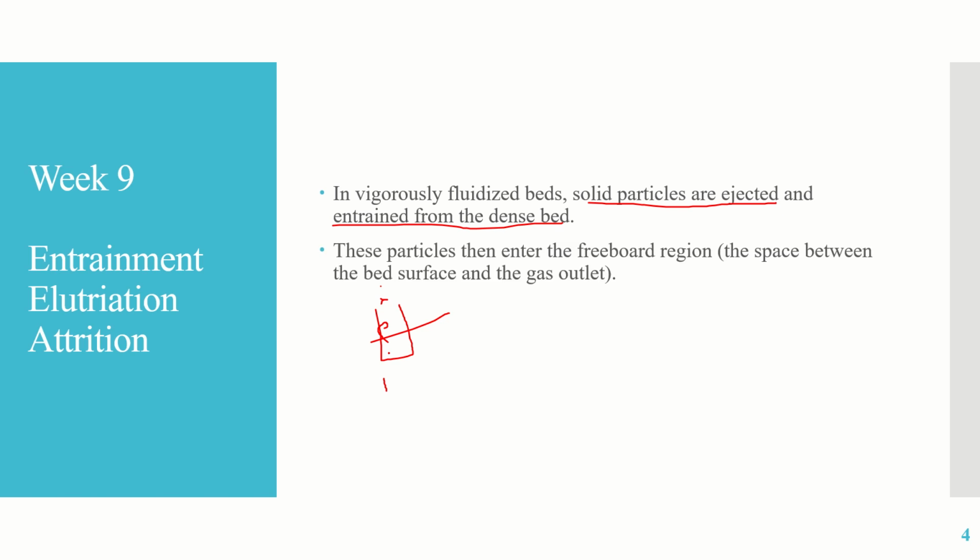These particles then enter the freeboard region. The freeboard region is the region between the bed surface and the gas outlet. Consider this is the gas outlet. It is a continuous zone, not two regions. Till here it is the dense region. If the particles enter this region, this is known as entrainment. This region between the bed surface and the gas outlet is known as the freeboard region.